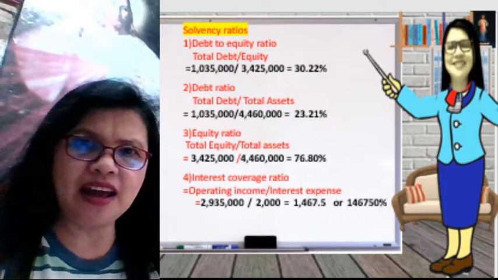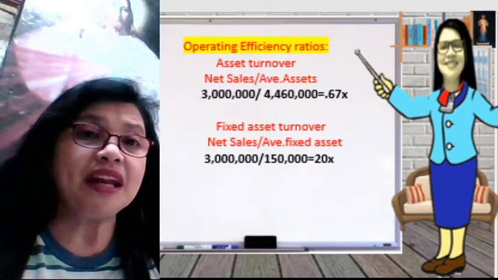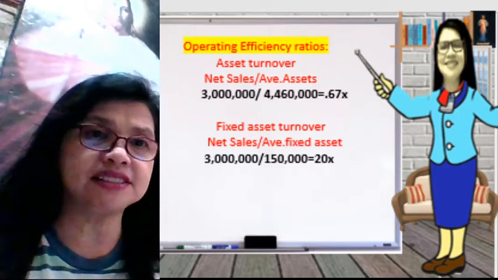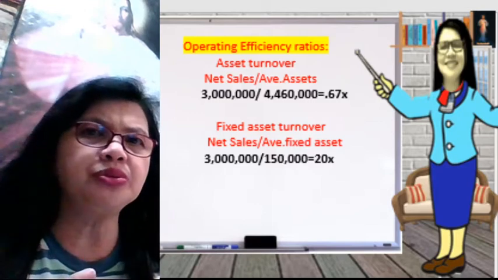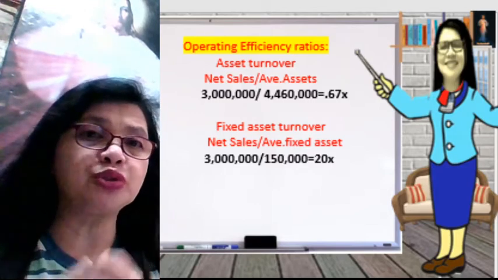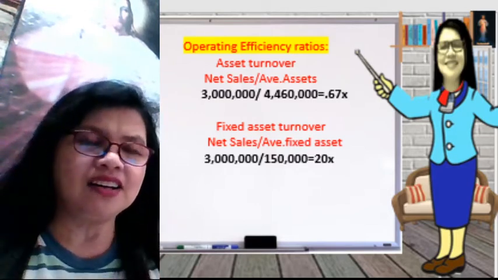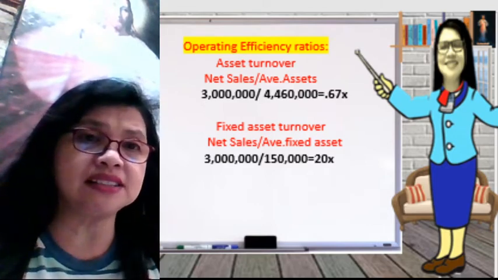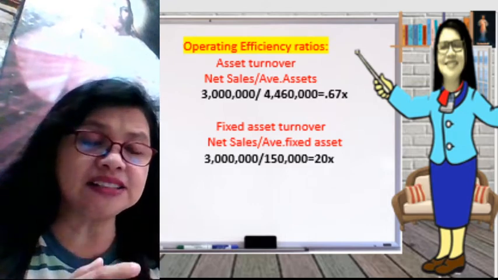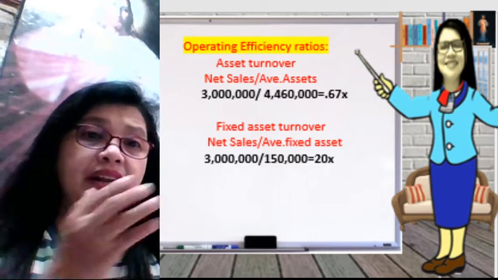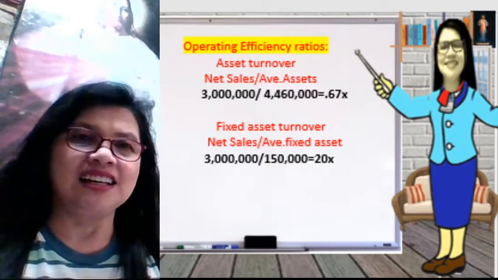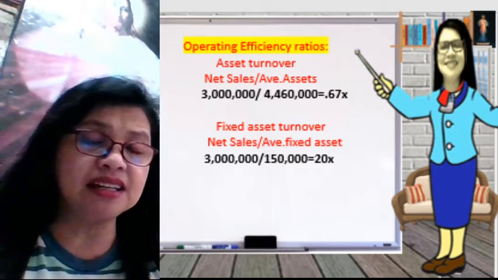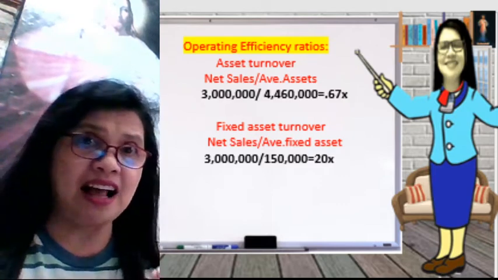Okay, so next we have the operating efficiency ratios. Again, when we say operating efficiency ratios, we are looking into the capacity of the company to manage its assets. How efficient are they in the management of their assets in such a way that these assets would contribute to their income or to their sales. So the first is the asset turnover. The formula is net sales over the average assets.